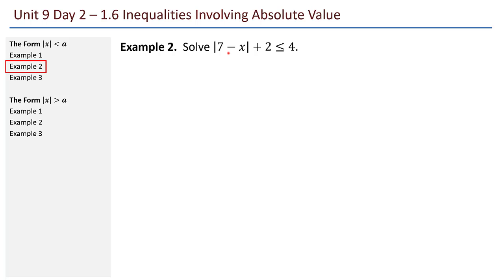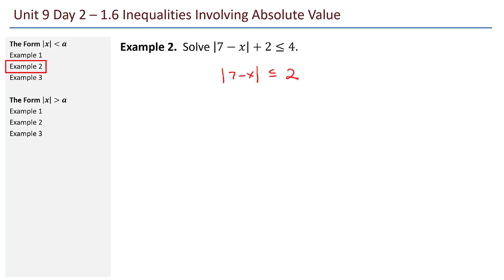How about this one? Absolute value of 7 minus x, plus 2, is less than or equal to 4. Well, it's not quite in the form that I want yet. What I really want is absolute value on one side and a number on the other. So before I do any real work, I need to subtract 2 from both sides. So absolute value of 7 minus x is less than or equal to 2. There I've subtracted 2 from both sides.